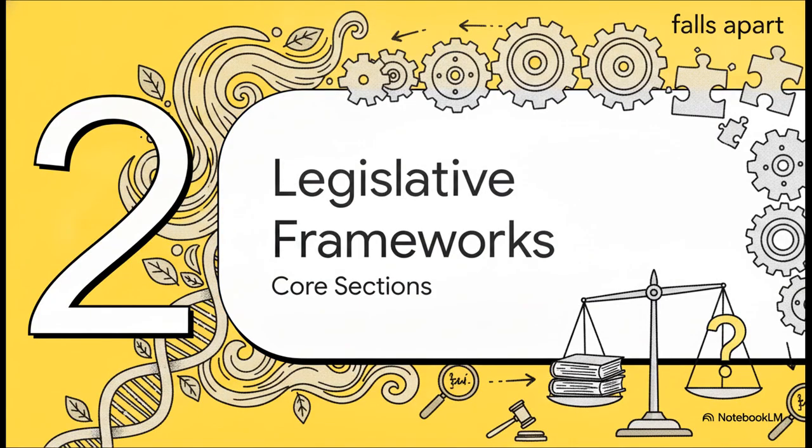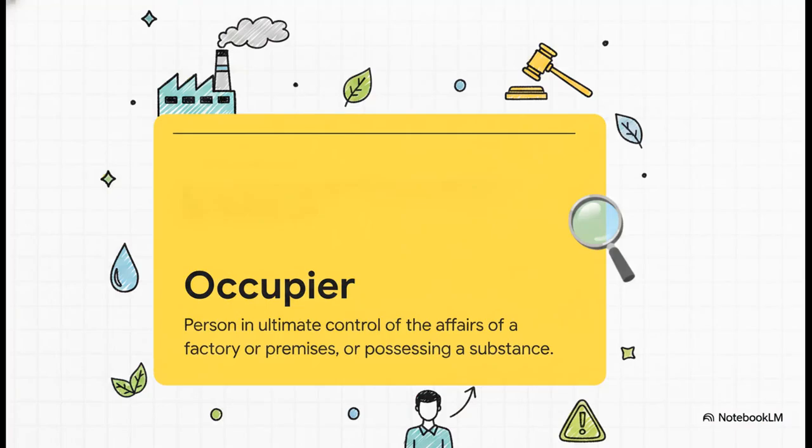Moving right along to Section 2, the legislative frameworks, focusing on those core sections that examiners absolutely love. Okay, pinning liability for pollution always starts with one crucial step: correctly identifying the occupier. Basically, this is the person who has ultimate control over the factory or the premises. You see, regulatory boards don't just sue some faceless abstract company. They go right after the occupier. So if a hazard occurs, this is the specific individual legally on the hook.